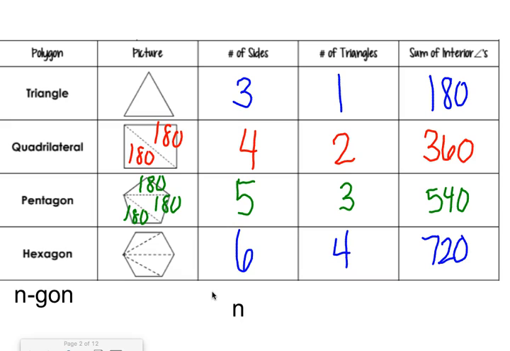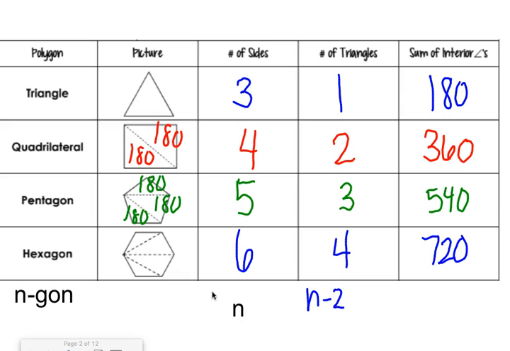Okay. Can we think of our formula? It's nice when we have a picture, but what if we didn't have a picture? Do you guys see any patterns between these numbers? Multiply by 180, right? The number of sides minus 2 gives me how many triangles there are.